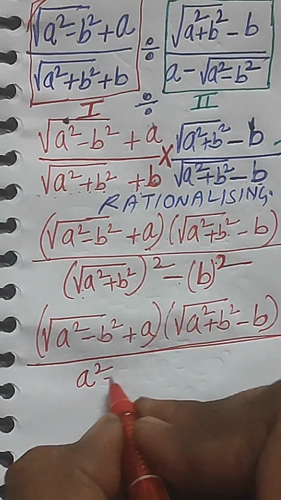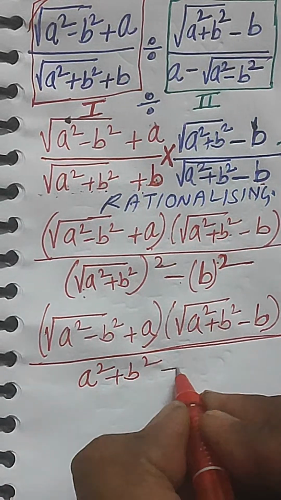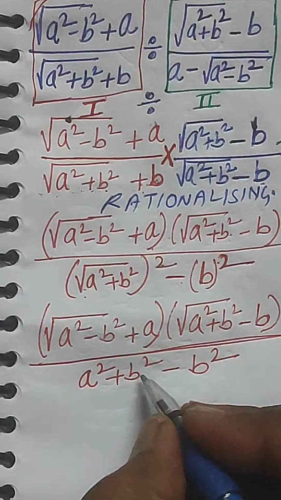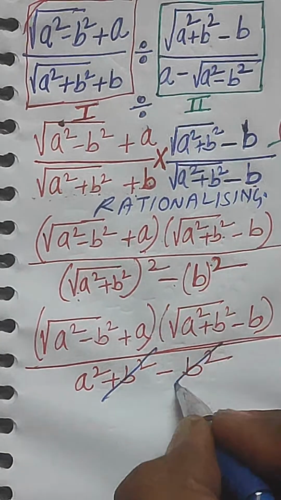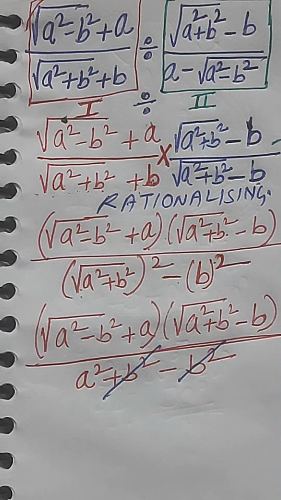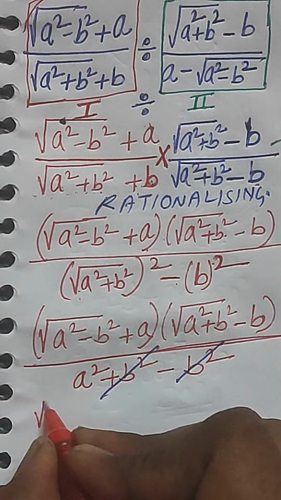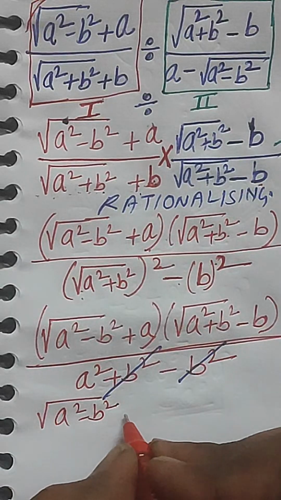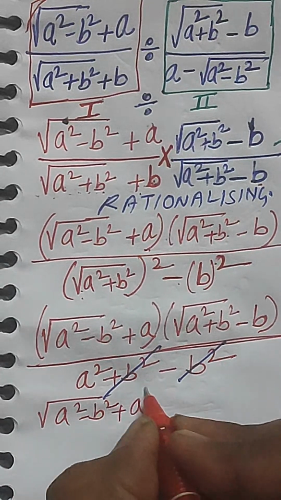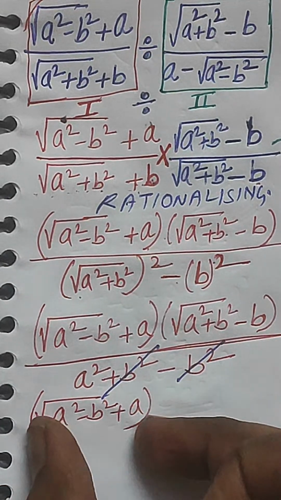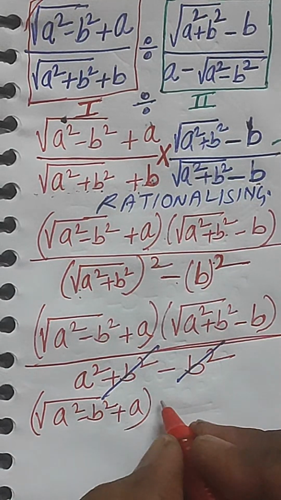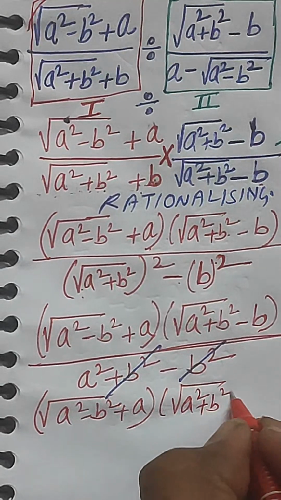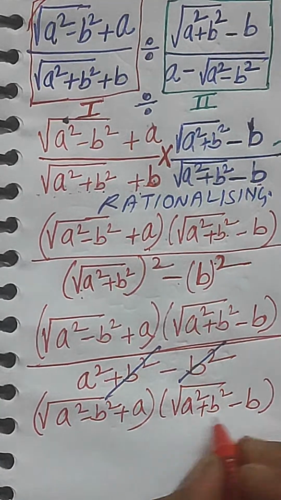So this will be a square plus b square and minus b square. Here you can see b square and b square will be cancelled out, right? So this will give you root over of a square minus b square plus a. We are just repeating the numerator as it is into root over of a square plus b square minus b, right?